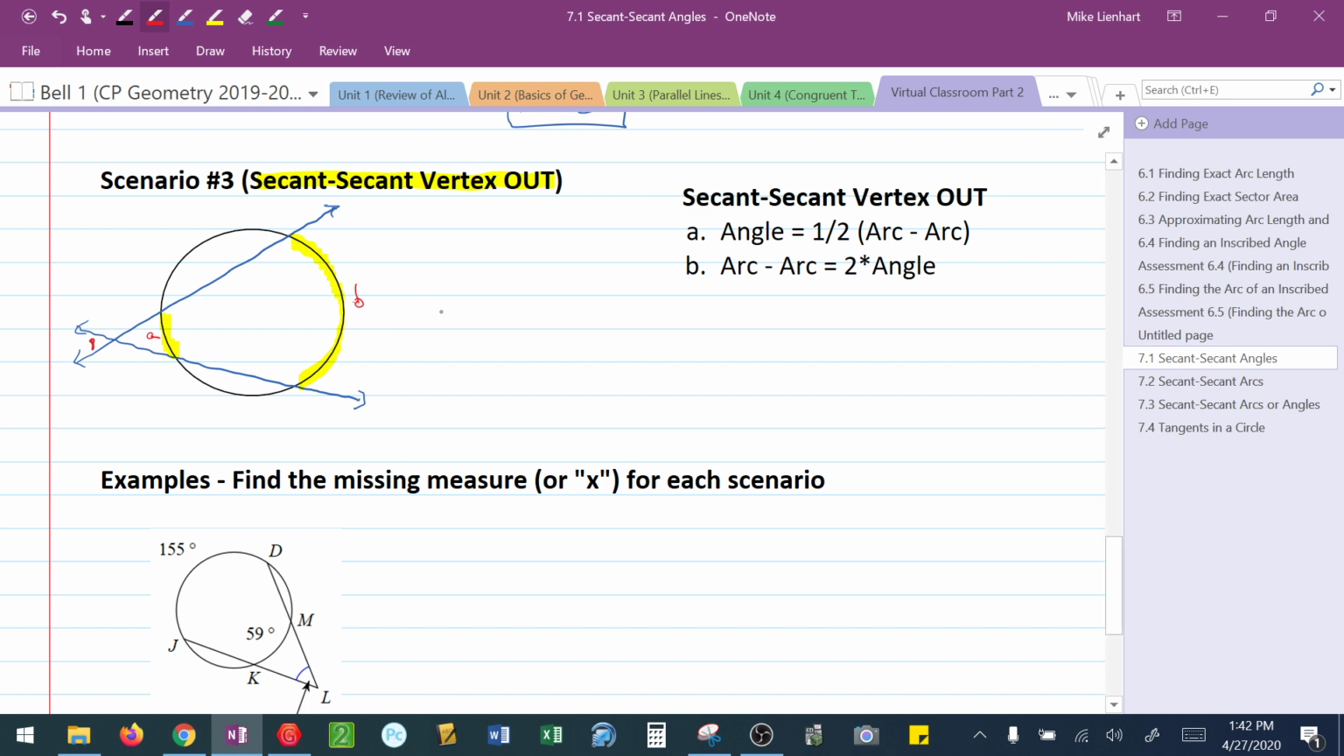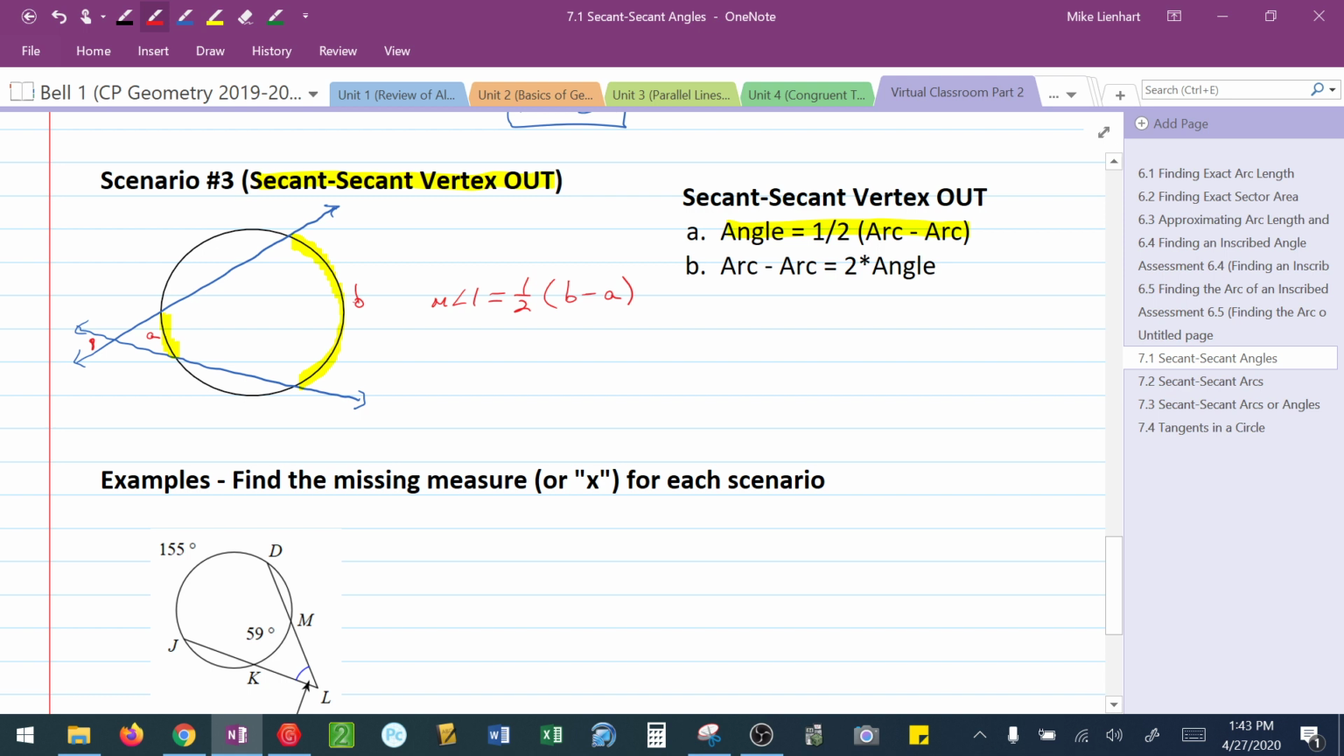So here's our first one. The first one says the measure of angle 1 is equal to half of the arcs subtracted. Notice that. Half the arcs subtracted. Well, we don't want to get a negative measurement for our angle, so I want to make sure that I take arc B minus arc A. Bigger minus smaller.